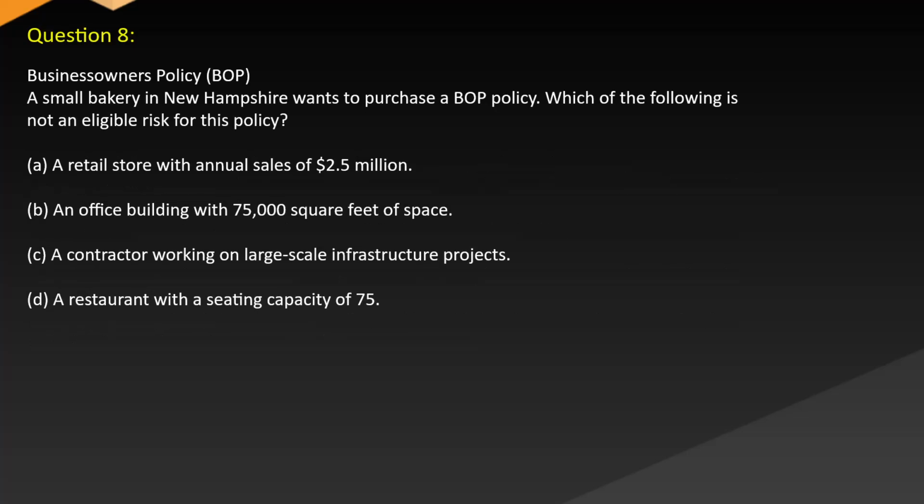Question 8. Business owner's policy. Bob, a small bakery in New Hampshire, wants to purchase a BOP policy. Which of the following is not an eligible risk for this policy? A. A retail store with annual sales of $2.5 million. B. An office building with 75,000 square feet of space. C. A contractor working on large-scale infrastructure projects. D. A restaurant with a seating capacity of 75.